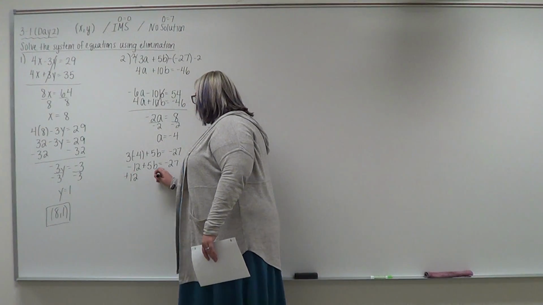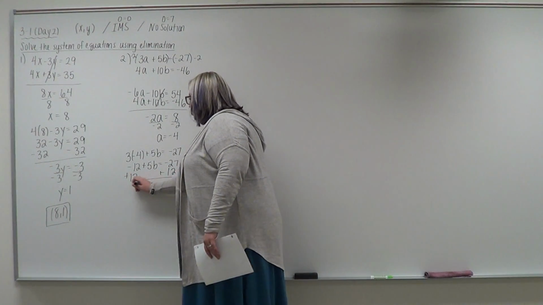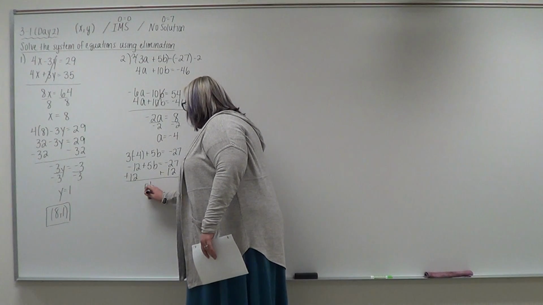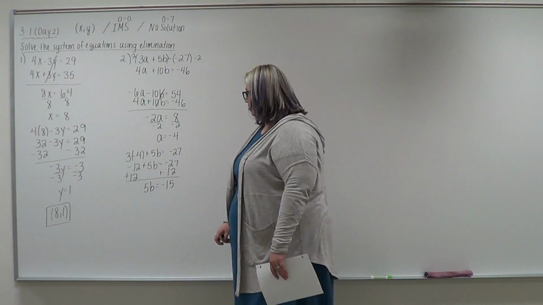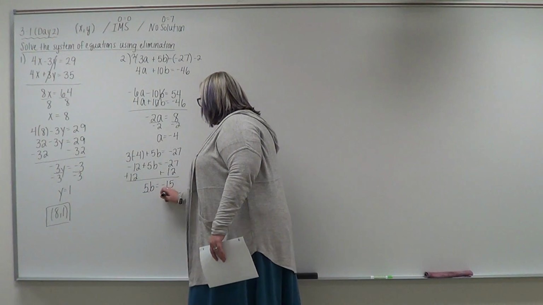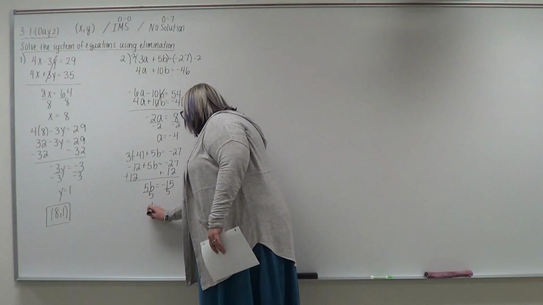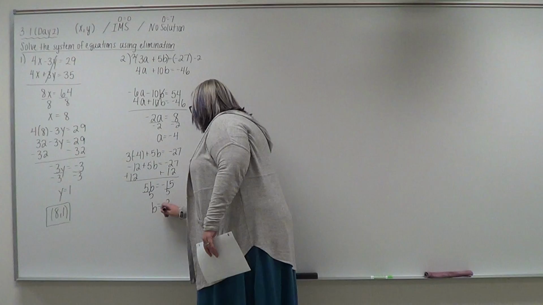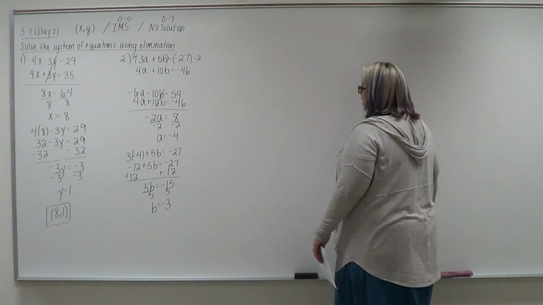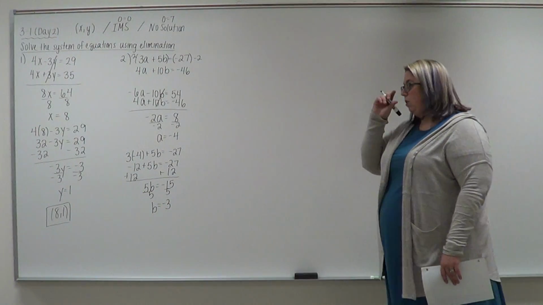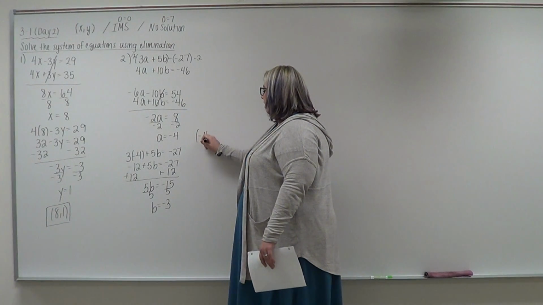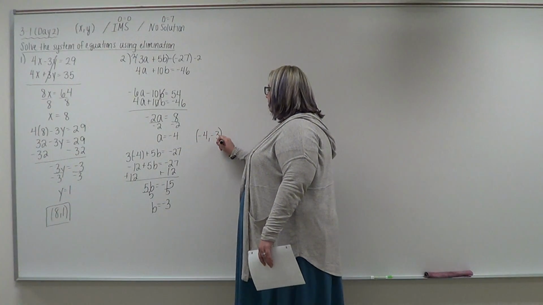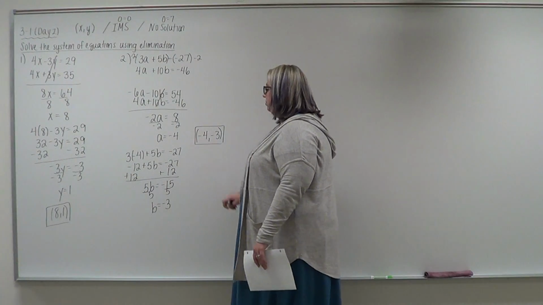Add 12. So I have 5b equals negative 15. Divide by 5. B equals negative 3. Okay, so remember, if it's not x and y, it goes in alphabetical order. So my point would be (negative 4, negative 3), because A comes before B.